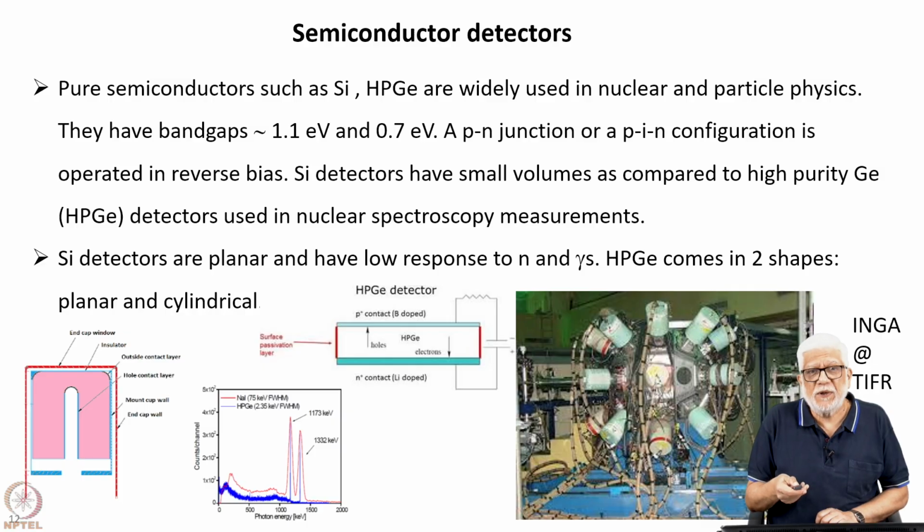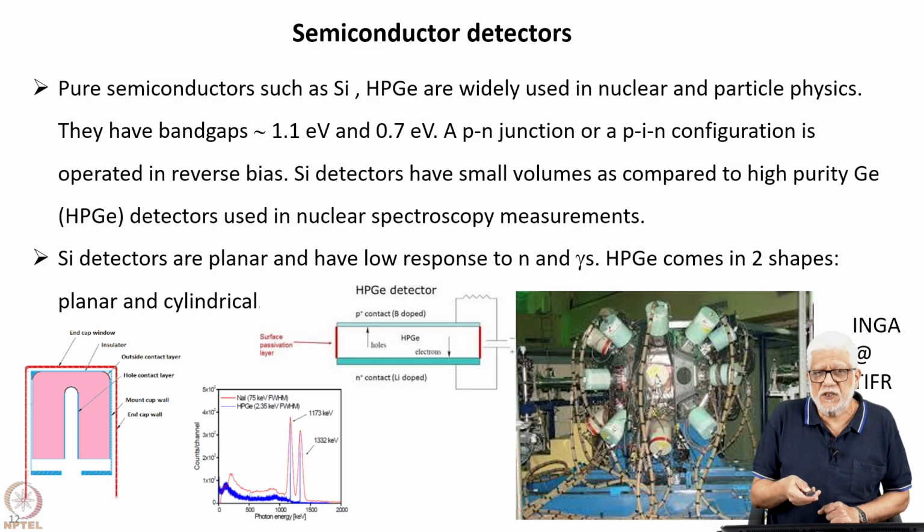Okay, then we come to semiconductor detectors. Pure semiconductors such as silicon and high purity germanium are widely used in nuclear and particle physics. Silicon is, of course, much more used in particle physics. High purity germanium and silicon are both used in nuclear physics. As I said already, they have band gaps of the order of 1.1 and 0.7 eV, and you have to use a PN junction.